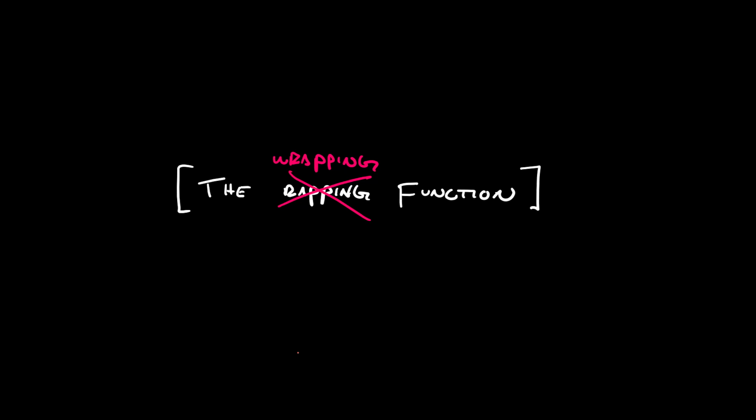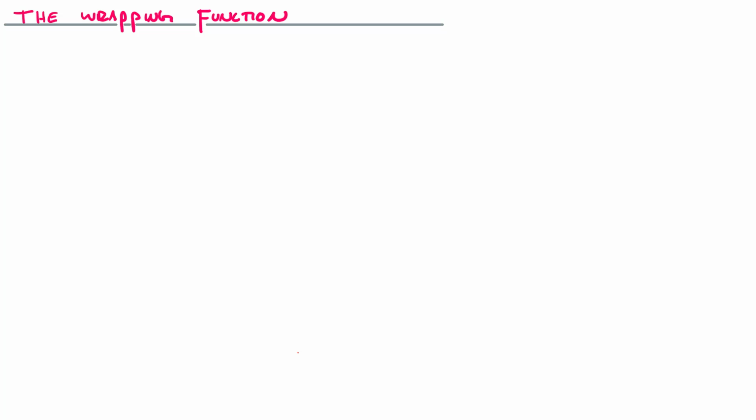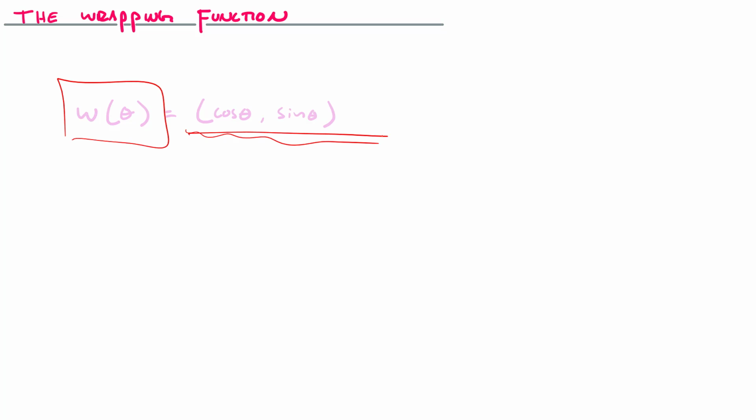No, not this wrapping function. The wrapping function. Like we're literally wrapping stuff around the unit circle. Right? That's what the wrapping function actually is. Now, here's the definition. W of theta is equal to cosine of theta, sine of theta. So here's the first interesting thing. The output of this function is actually an ordered pair.